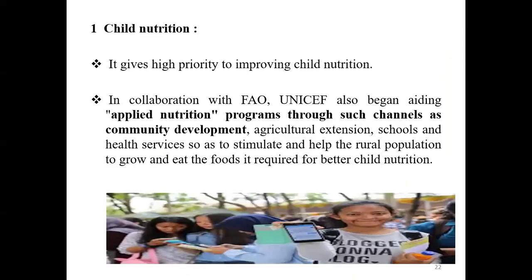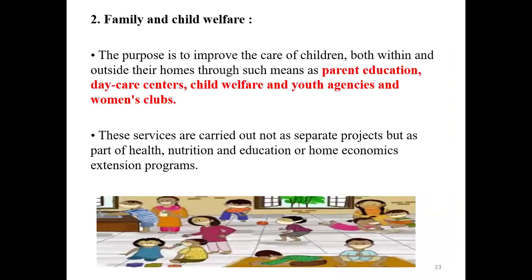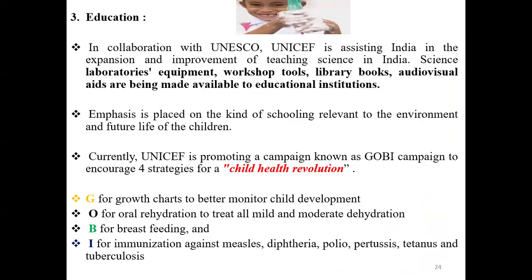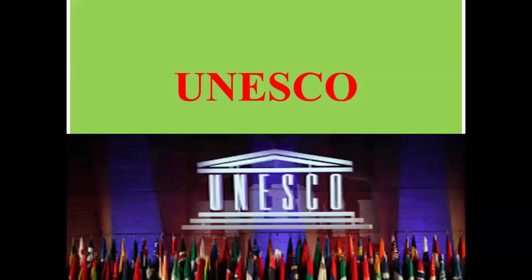Child nutrition, it gives high priority to child nutrition. Second is family and child welfare, which provides services to parent education, daycare centers, and women's clubs. Third is education. It runs the child health revolution known as GOBI, that is growth chart, oral rehydration, breastfeeding, and immunization programs.